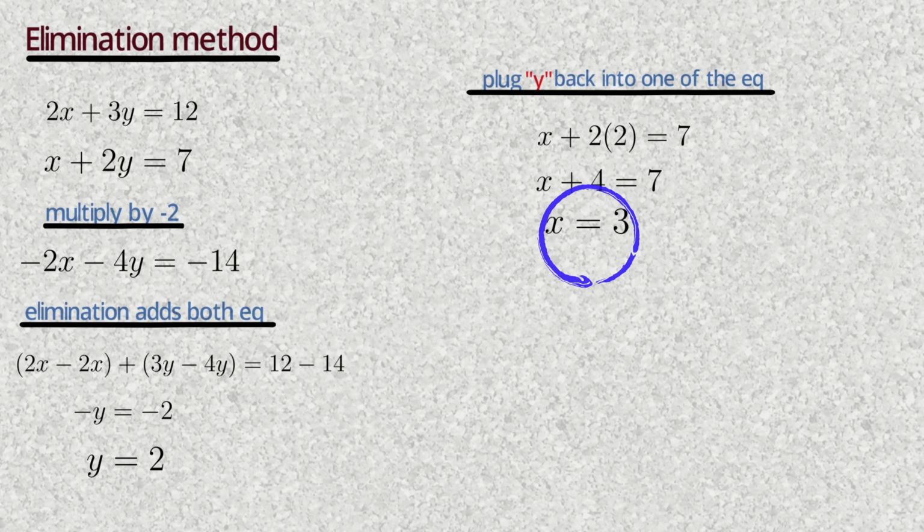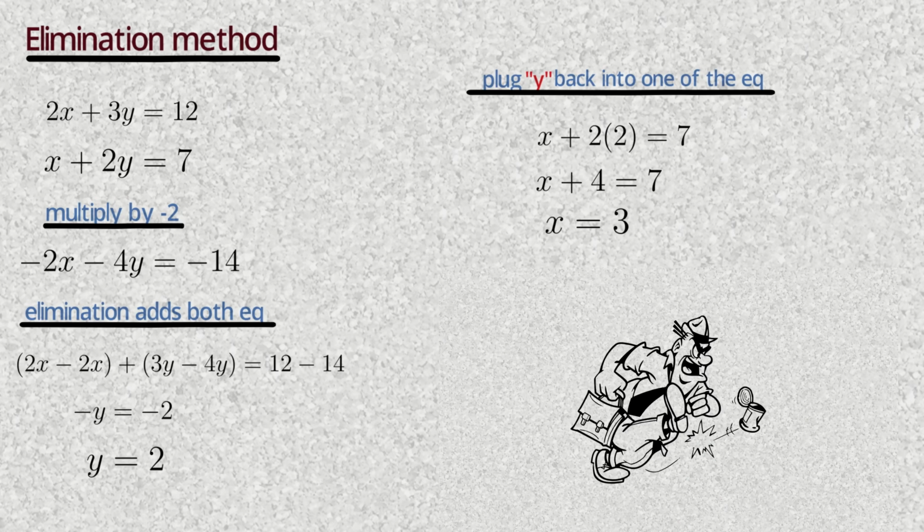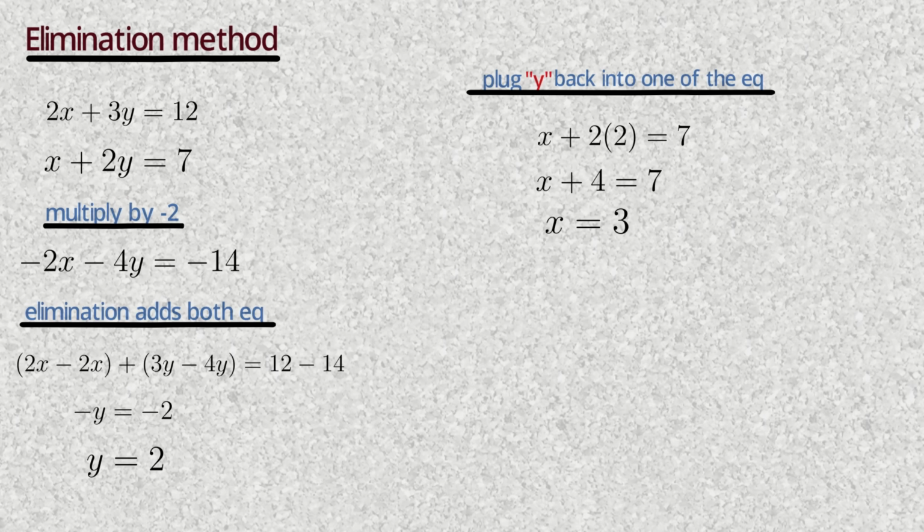So the solution is x equals 3 and y equals 2. Elimination's like, Yup, I kicked out that variable and now you got your solution.